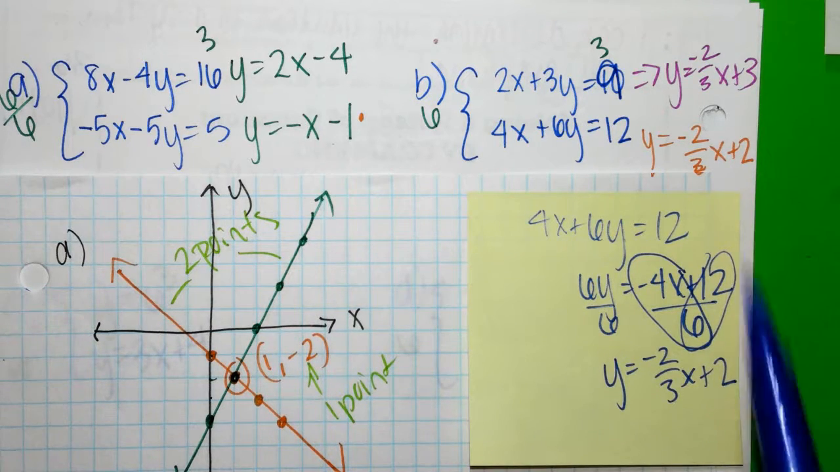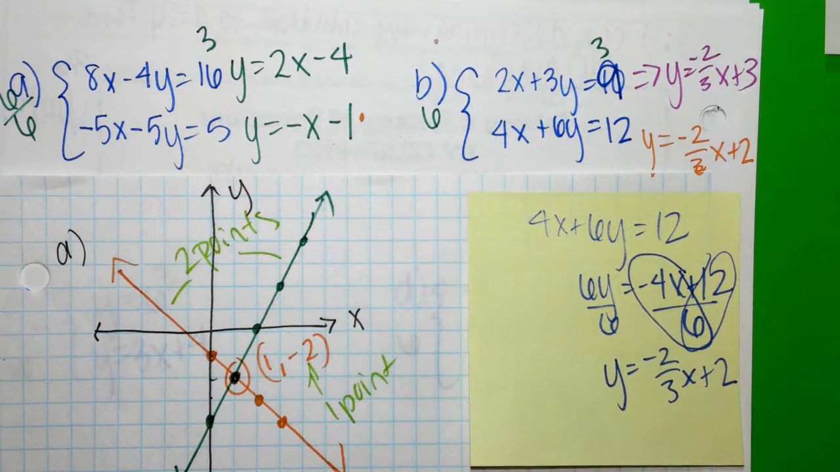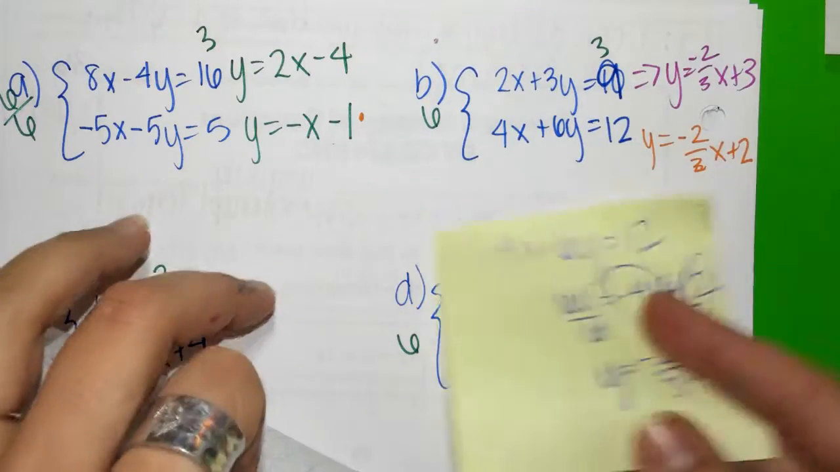Now, if they got only one equation right, they get 2 points. If they got both, they get 3. If they didn't get any of the equations right, they get no points for that. Are we ready to graph?